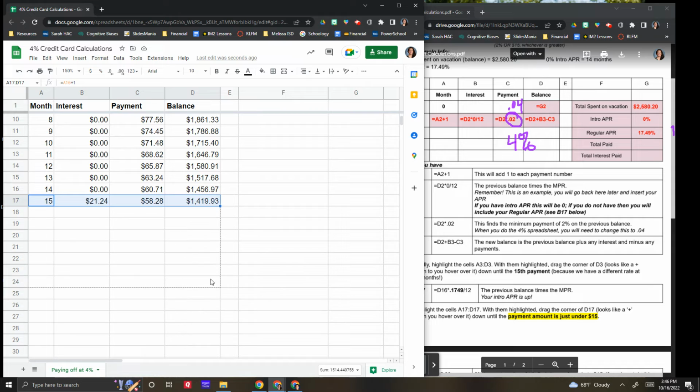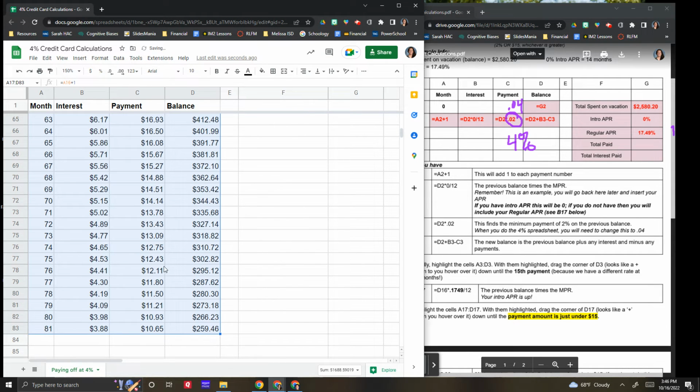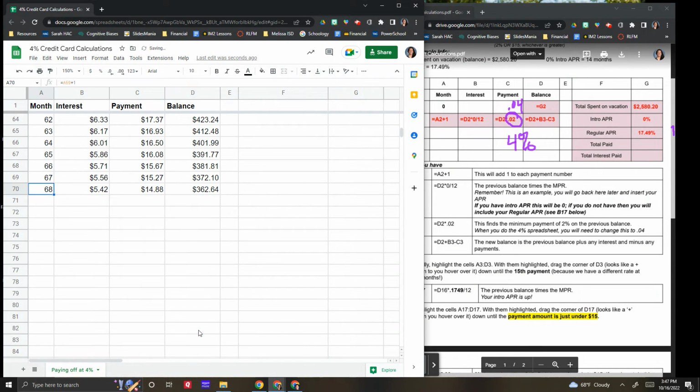Okay. So select that row, highlight it, go to the blue square so you have the crosshair, and drag that down. And what we should find is that I don't have to drag for as long as I did before. We notice that the first payment that is below $15 is right here on payment number 68. So I'm going to delete these ones so I don't get confused.